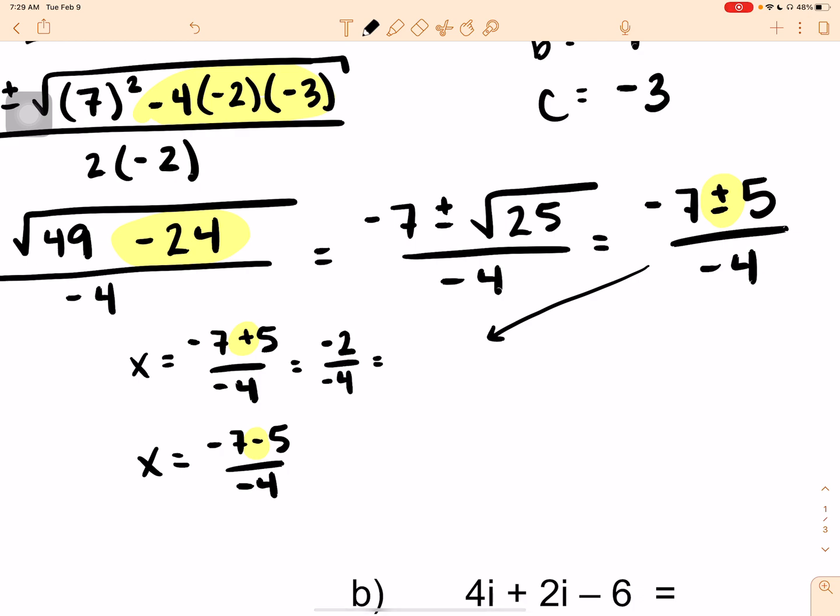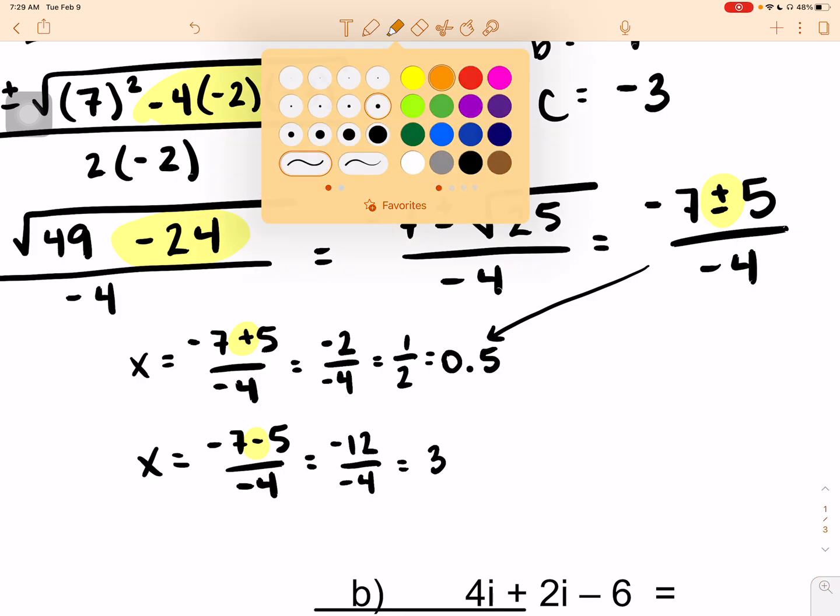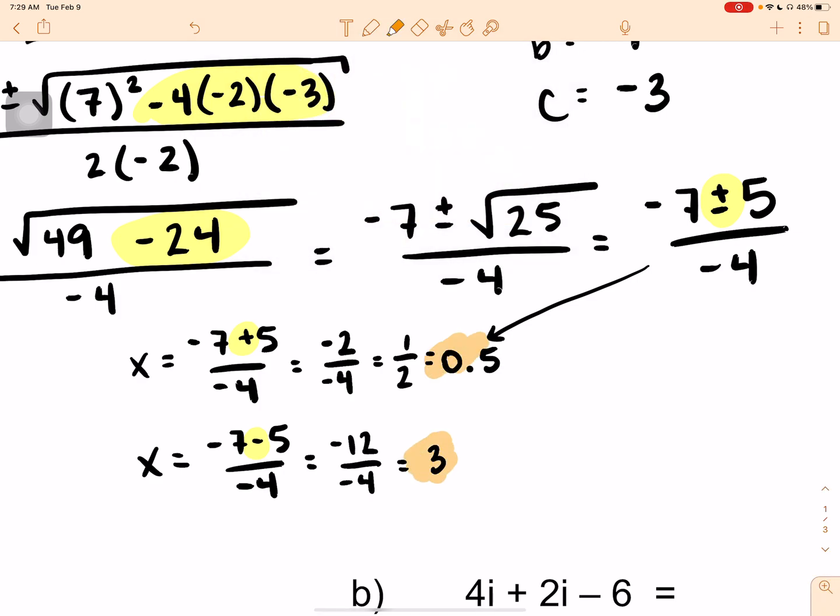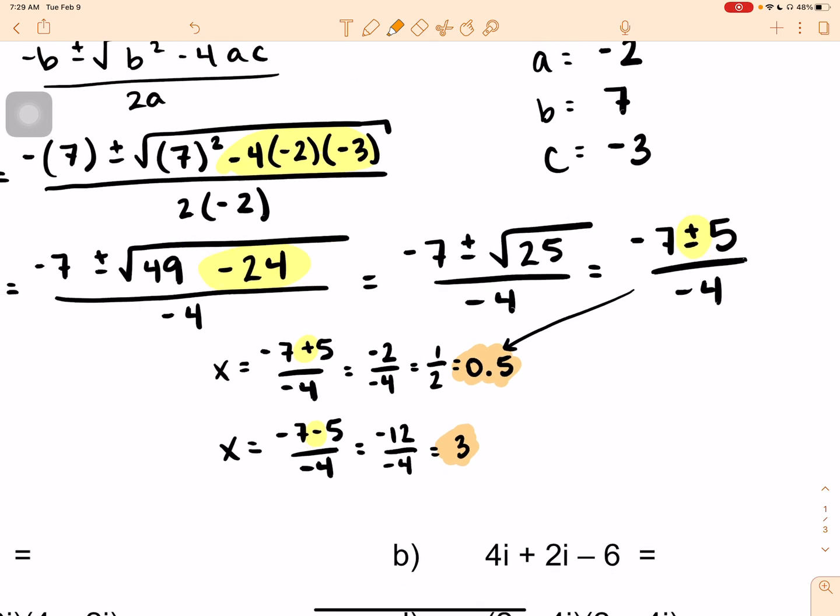Negative 2 over negative 4 would be positive 1/2, or you could also write 0.5. Negative 7 minus 5 is negative 12 over negative 4, which is positive 3. So your two answers are 3 and 0.5, or you can write positive 1/2.